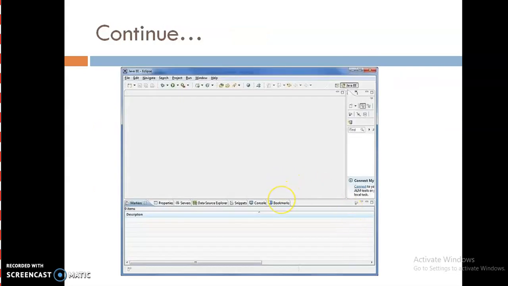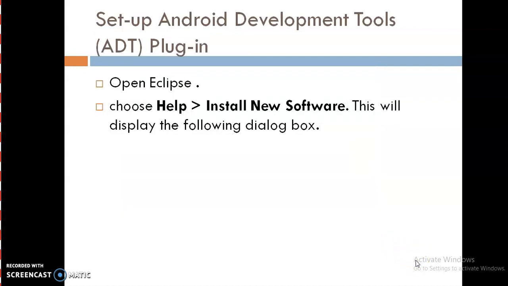It will display the given window in the Eclipse integrated development environment. Now, for adding the Android Development Tools ADT plugin in the Eclipse environment, these are the required steps. For that, the first step, open Eclipse. Then from the Help menu, choose Install New Software. Click on Install New Software.